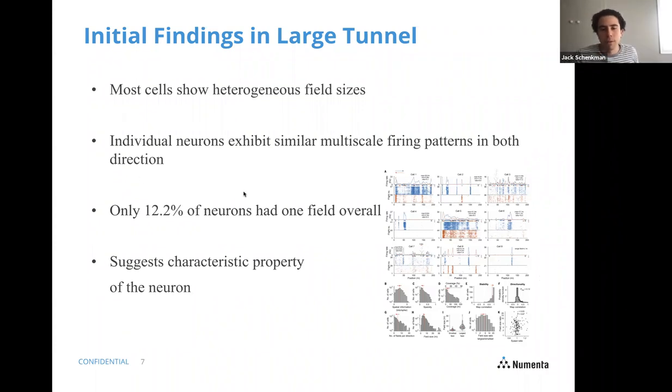So basically what they were able to conclude from this is that there's a very wide variety in the size of the place fields. A single cell would have up to 20 times differences in the size of its place field, going from well under a meter to roughly 15 to 20 meters. So it's quite a large range in the size of the place fields for a given cell.